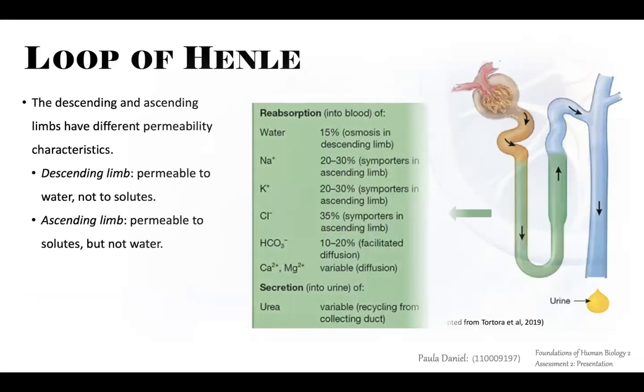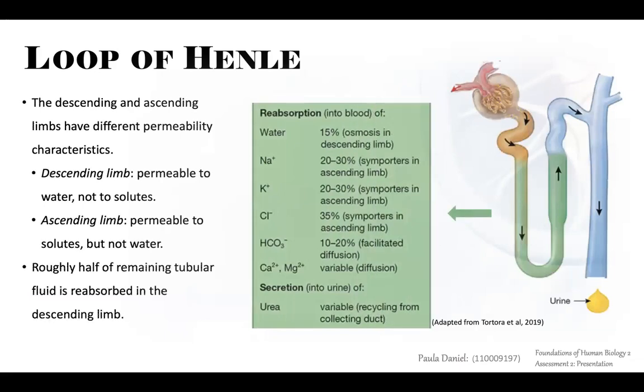Next is the Henle or nephron loop. Approximately 15% of water in the glomerular filtrate will be reabsorbed, along with about 60% of the sodium and chloride ions remaining in the tubular fluid. The descending limb is permeable only to water, but not to solutes, and the ascending limb is permeable only to solutes, but not to water. Roughly half the volume of the tubular fluid that enters the nephron loop is reabsorbed in the descending limb, which will also secrete urea via diffusion.